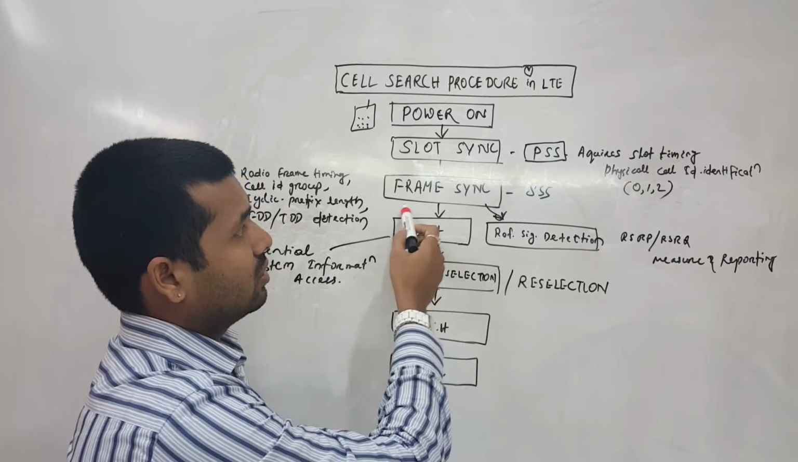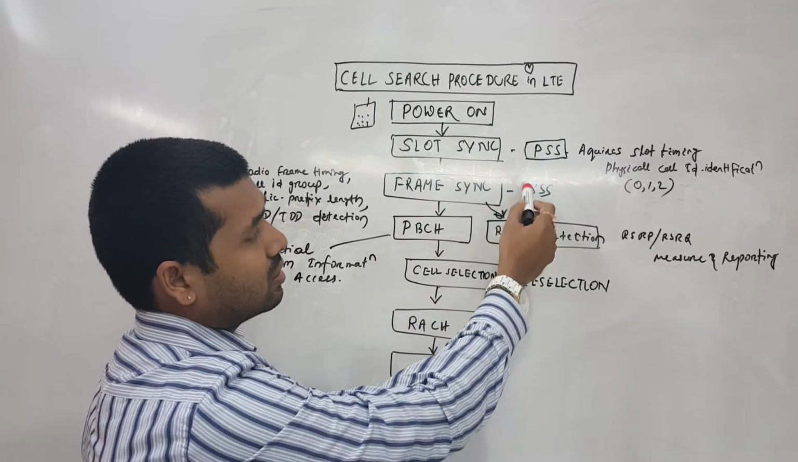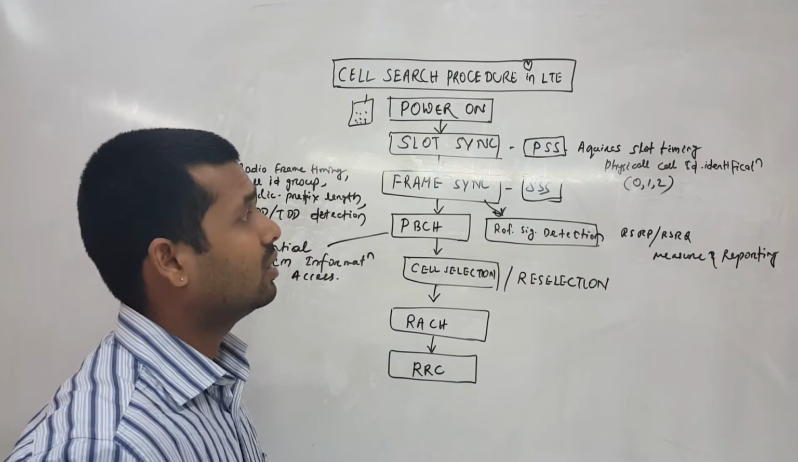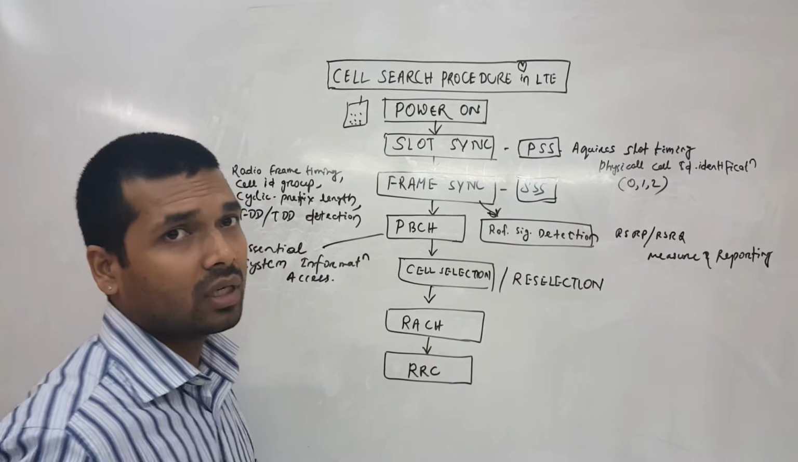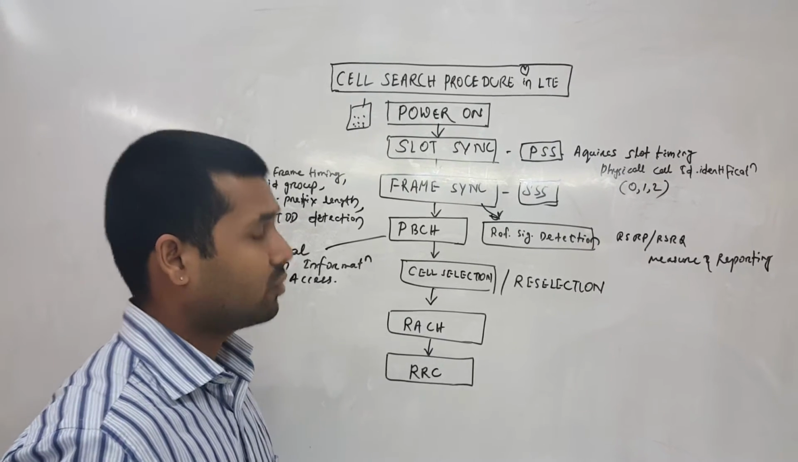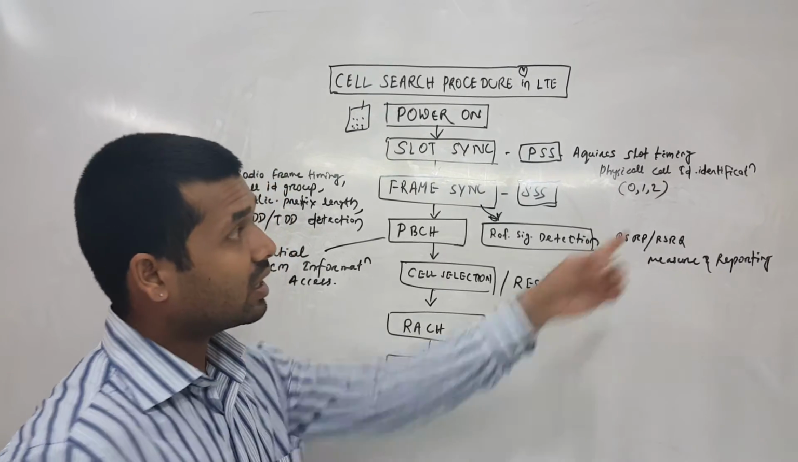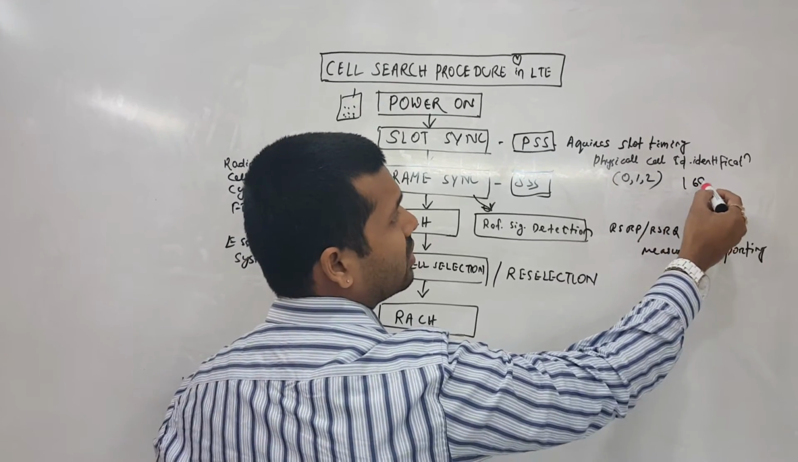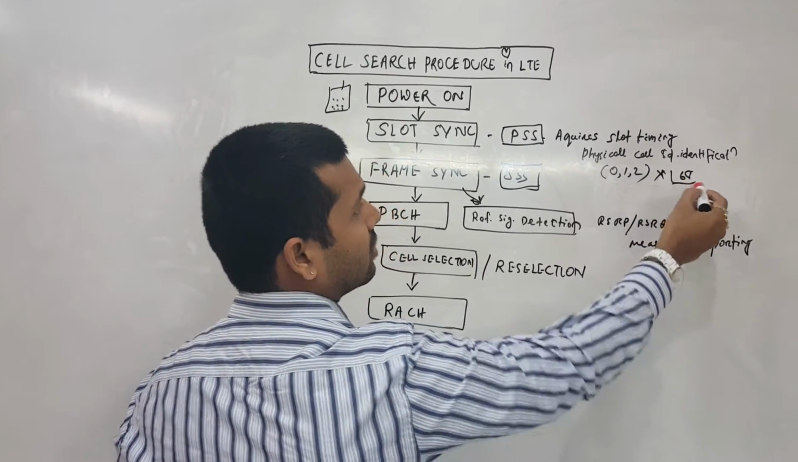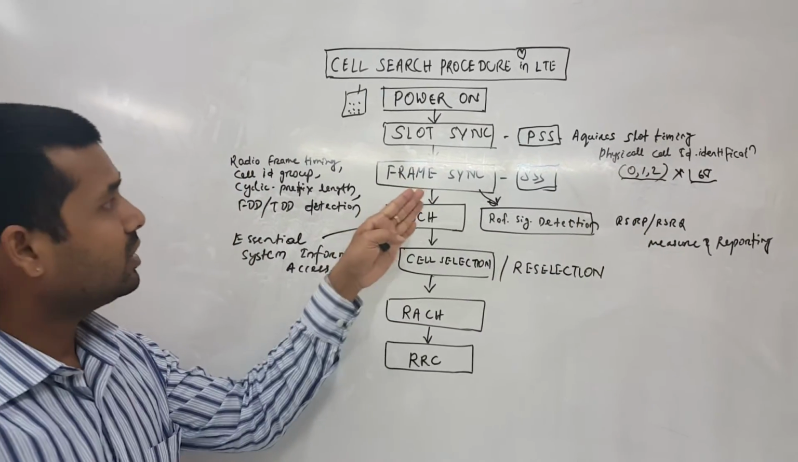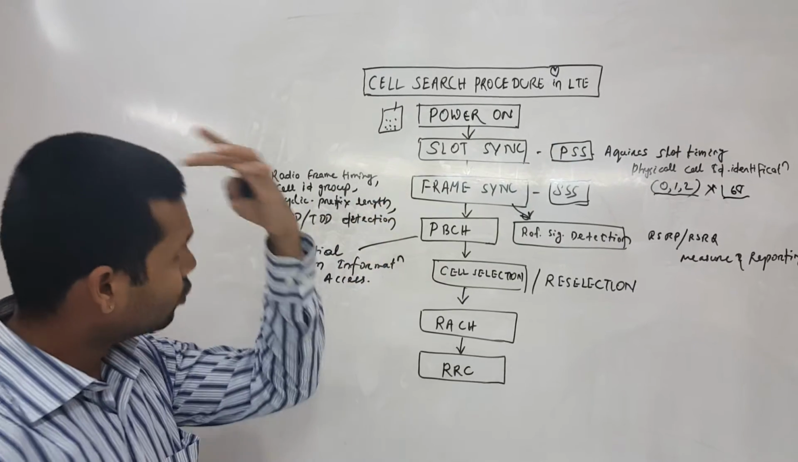identification. In the second stage, we read the secondary synchronization signal and we get the frame timing, the radio frame, the 10 millisecond radio frame, its timing, and we acquire the cell ID group, like out of these 168 groups, we get the physical cell ID group.